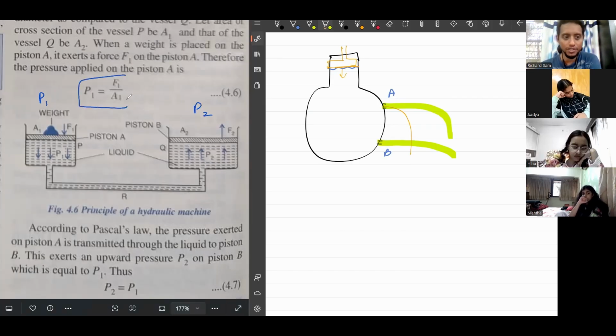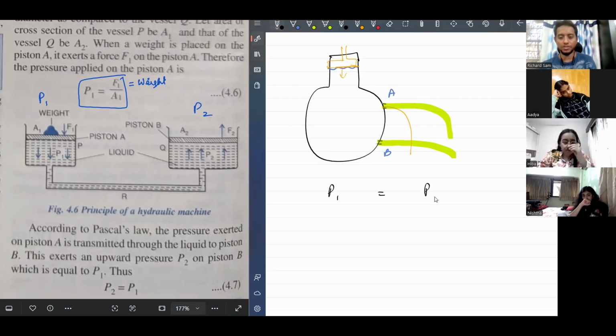Now we know the formula for pressure. Pressure is equal to force upon area. Now when we talk about force, force also means weight. Okay, so say on the left side, the piston has a lesser area, and on the right side, the piston is bigger. So the area is more on the right side. According to Pascal's law, P1, pressure on the left side is equal to pressure on the right side. Now, what's the formula for pressure? Force upon area. So we can say F1 upon A1 will be equal to F2 upon A2.